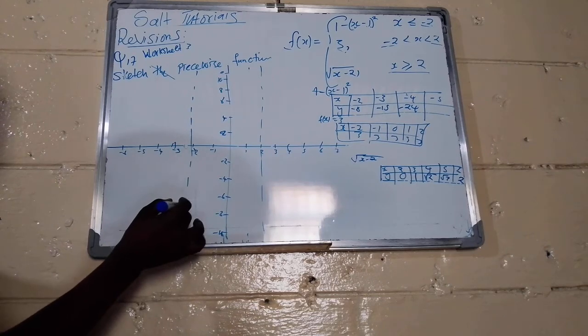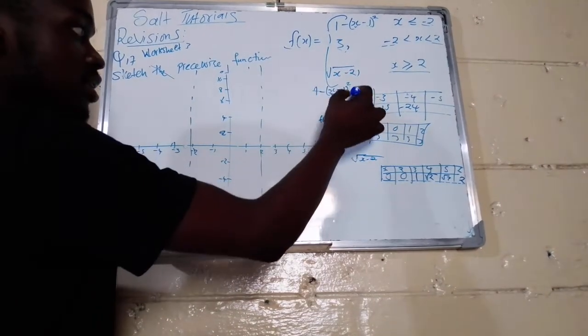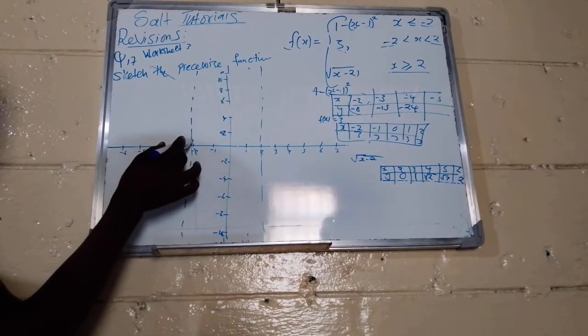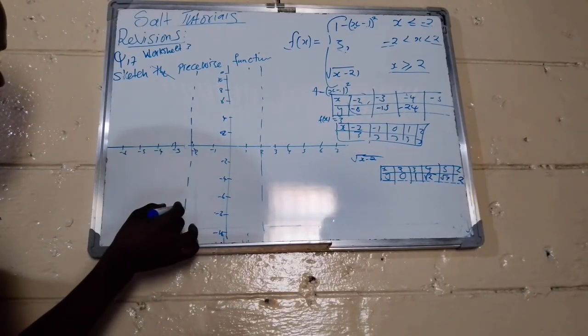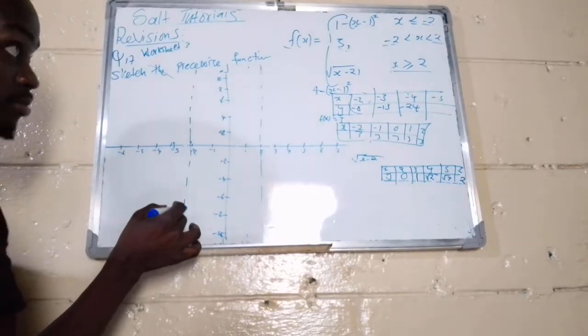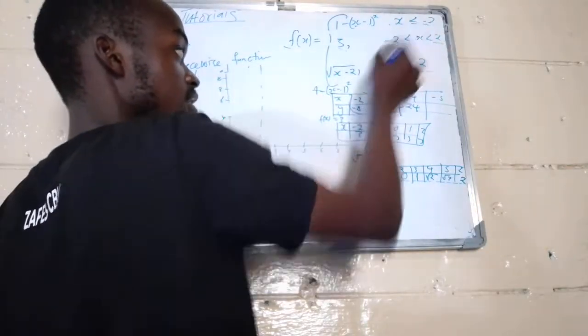So, negative 2, negative 8. You open your bubble here for this piece of the function. So the bubble will be what? Open and shaded, because x is less than or equal to negative 2 for this function.